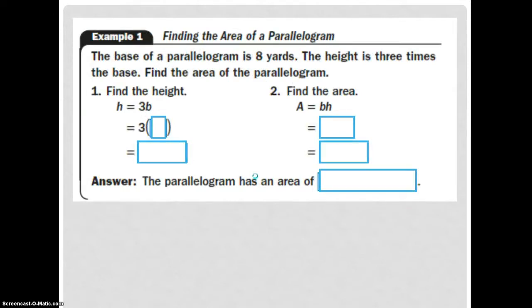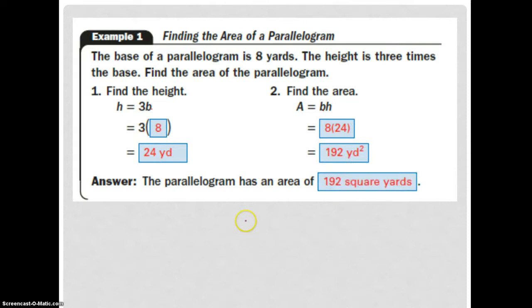For example 1, let's find the area of a parallelogram. The base of a parallelogram is 8 yards. The height is 3 times the base. So, first we can find the height by taking 3 times b. Well, 3 times 8 is 24. Then we can find base is 8, height is 24. Multiply that together to get 192 yards square.